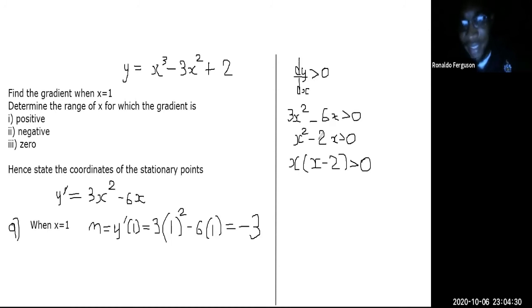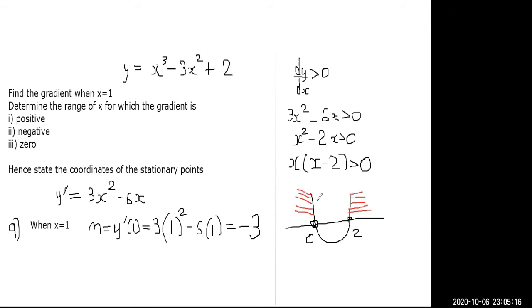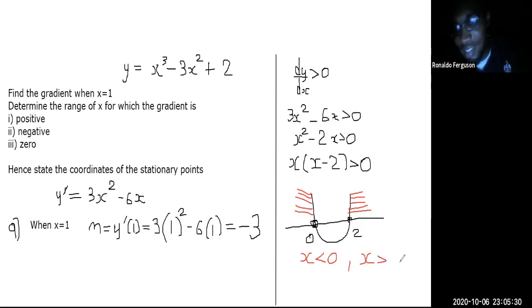Let's sketch it. So whenever you get to this point, sketch the quadratic. I'm going to sketch a quadratic, and it has roots x being 0 and x being 2. Now look at this. When is this curve greater than 0? The curve is greater than 0 when it's above the x-axis. And so the curve is greater than 0 when x is less than 0, but also when x is greater than 2.